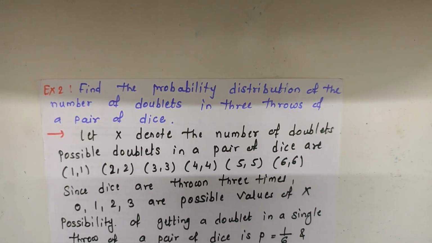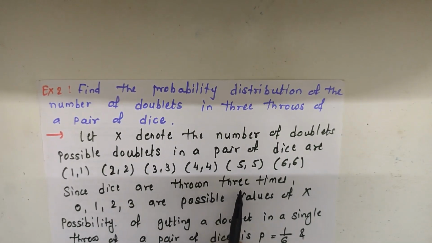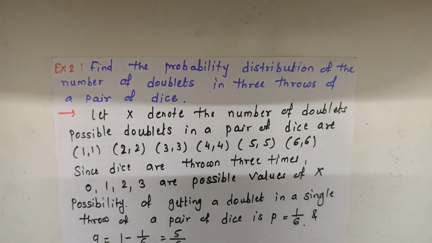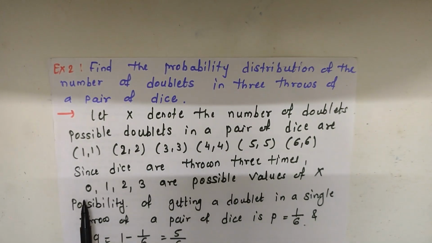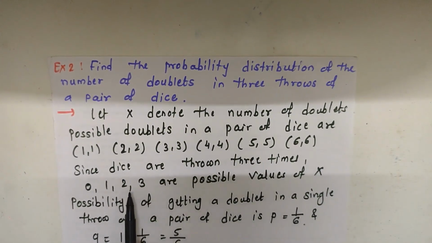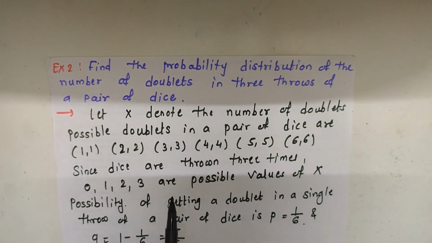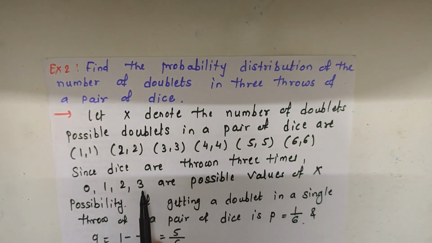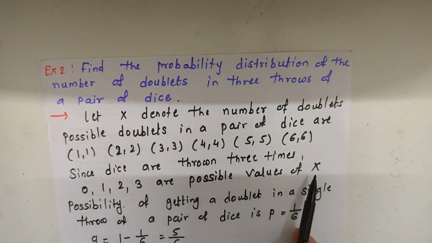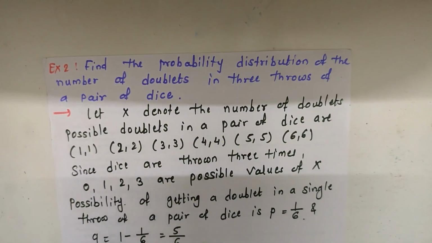These are the possible values of random variable x, the number of doublets when dice are thrown 3 times. When dice are thrown 3 times and there is no doublet, the value is 0. There is only one doublet for one value. When we get a doublet 2 times, the value is 2, and when we get a doublet all 3 times, the value is 3. So the possible values of x are 0, 1, 2 and 3.